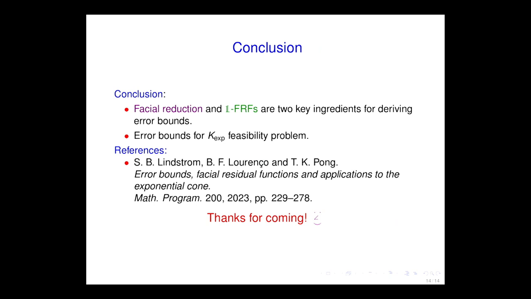Okay. So there are also some other things in this paper. Basically, we have a computational framework to tell you how to compute those facial residual functions. But I guess I don't have time to cover them today. So everything I just talked about can be found in this paper, recently published in Mathematical Programming. And I think the length explains why the derivation and everything is so messy.